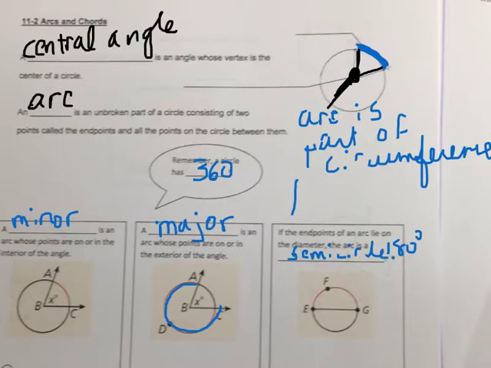Most of the time we're going to call that just a semicircle. We know that's 180 degrees because it's half of the whole circle. The whole circle is 360 degrees, and 360 divided by 2 is 180.